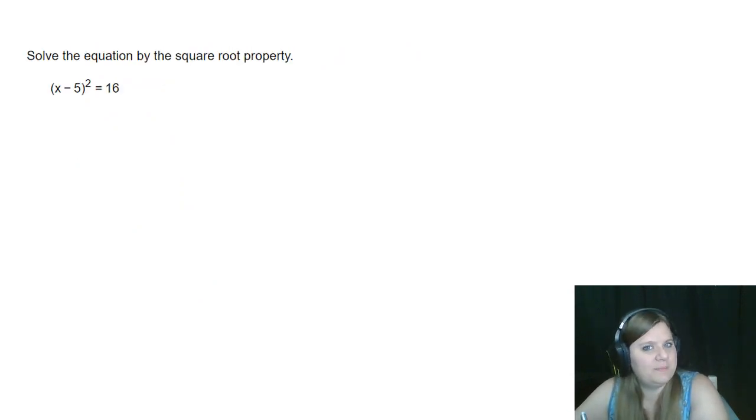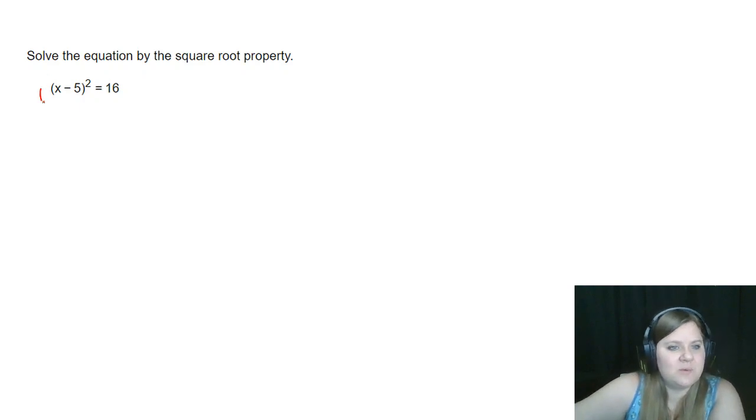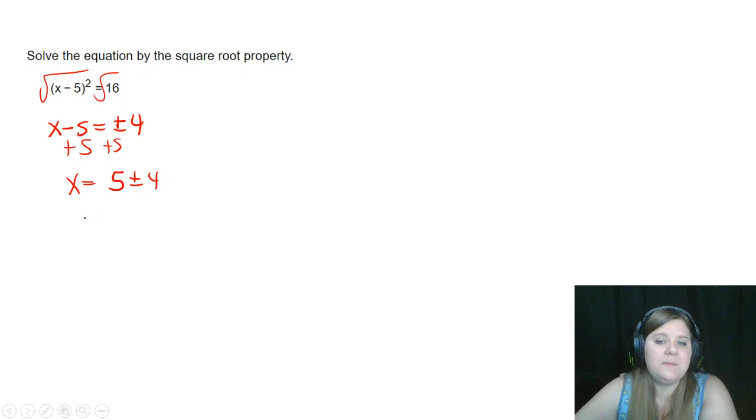Try solving this one by the square root property. So for this one, we're going to take the square root of both sides. And that's going to give us x minus 5 equals, well, we say 4. But what do we have to put in front of the 4? Plus or minus. Now we're going to add 5 to both sides, and we get x equals 5 plus or minus 4.